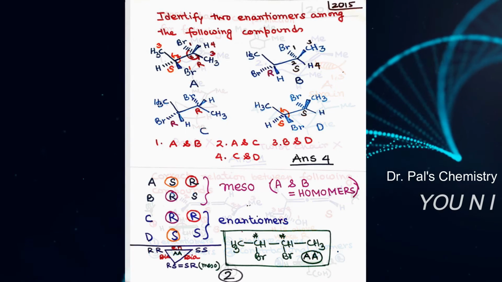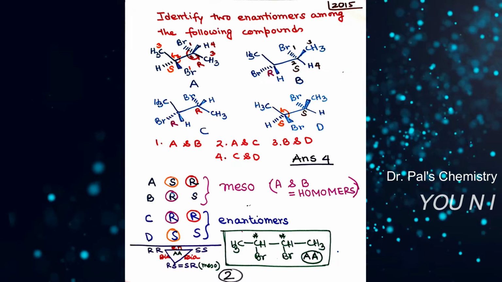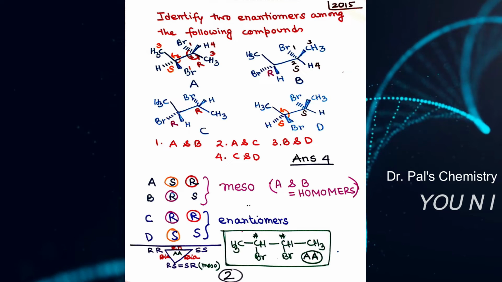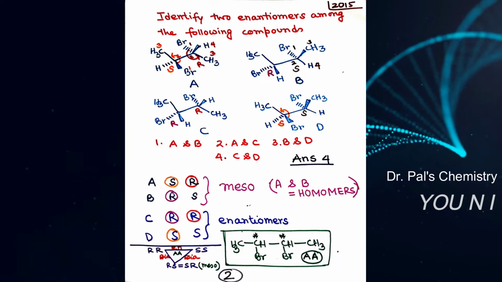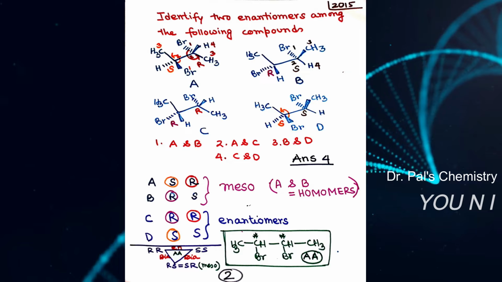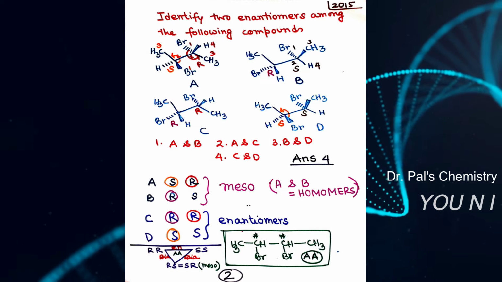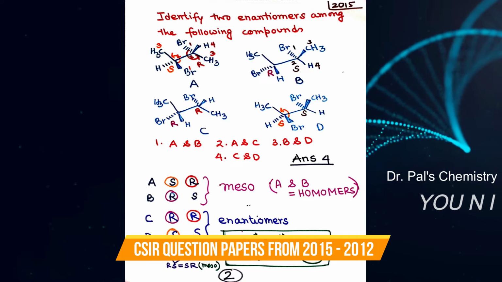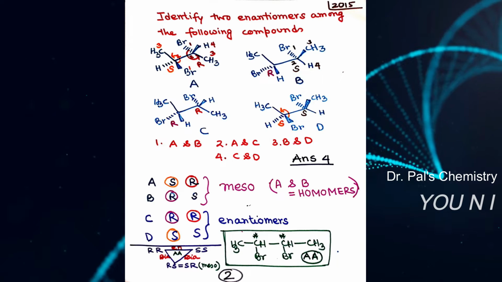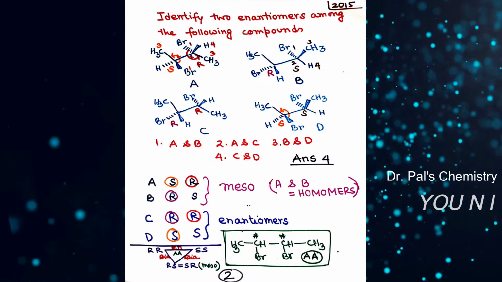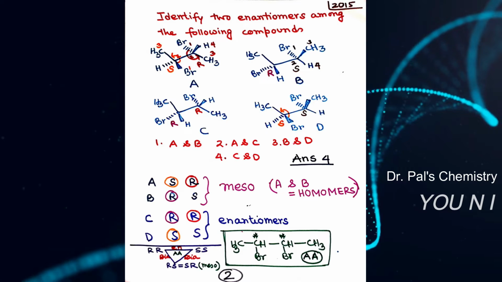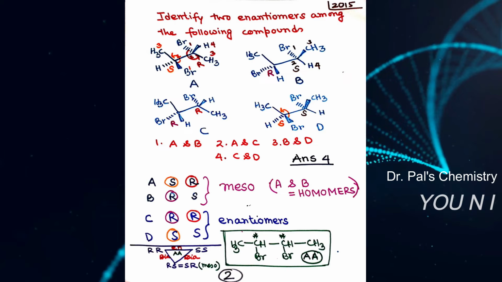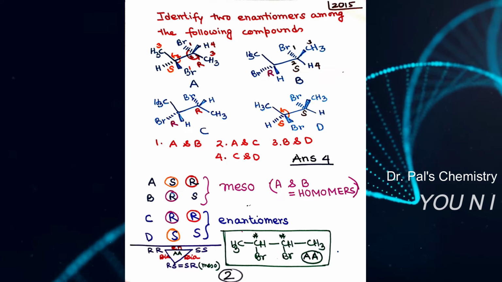Now coming to the next question of 2015: identify the two enantiomers among the following compounds. They have given four compounds A, B, C, D. All of them have the same formula and only differ in the orientation of the chiral centers. This compound contains two chiral centers, and formula-wise this is CH3, CHBr, CHBr, CH3, that is 2,3-dibromobutane. It is clear that this compound contains two chiral centers, and these two chiral centers are of similar type.